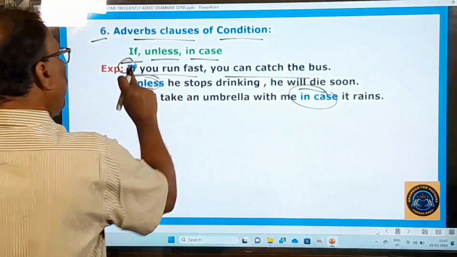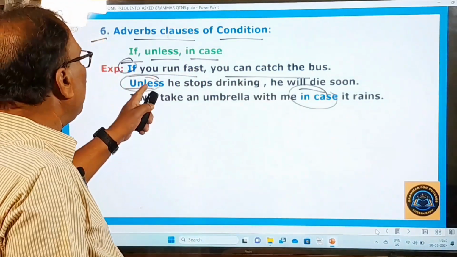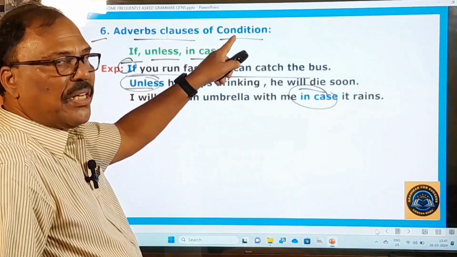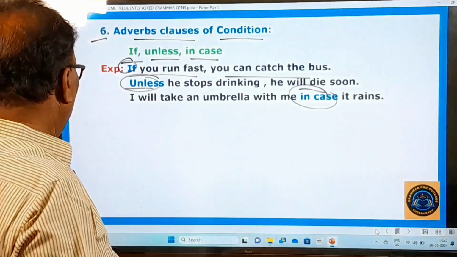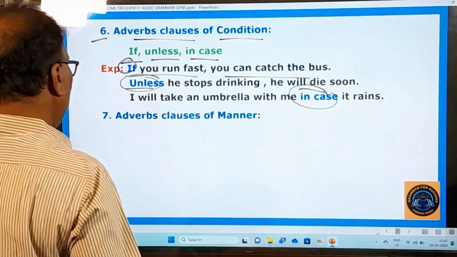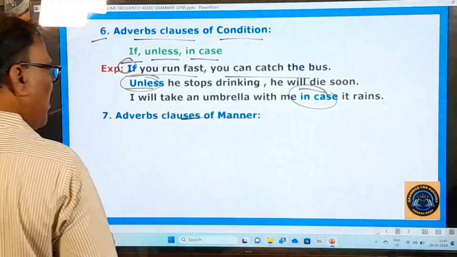So if, unless, in case, these are all subordinating conjunctions that introduce adverb clauses of condition, and they are all complex sentences, right? And now let's move on to the next kind of adverb clauses. Adverb clauses of manner.